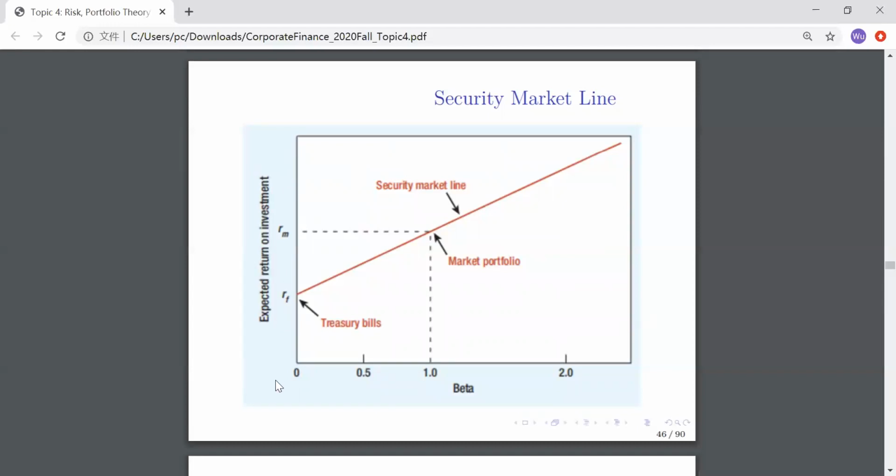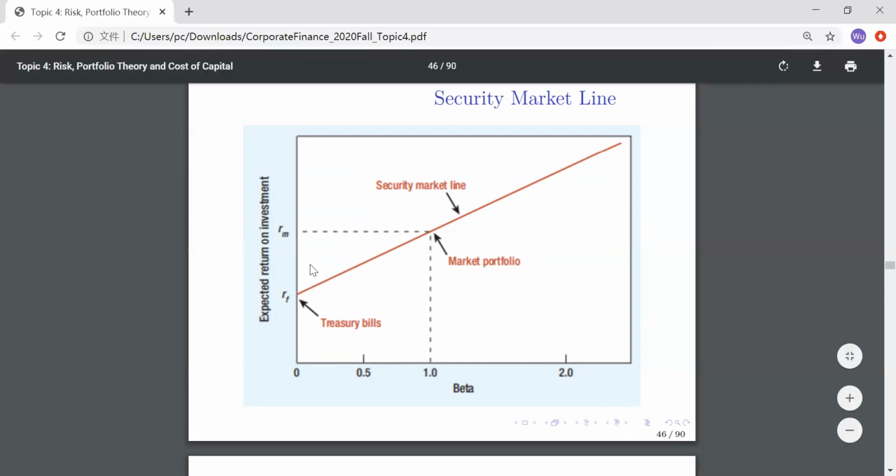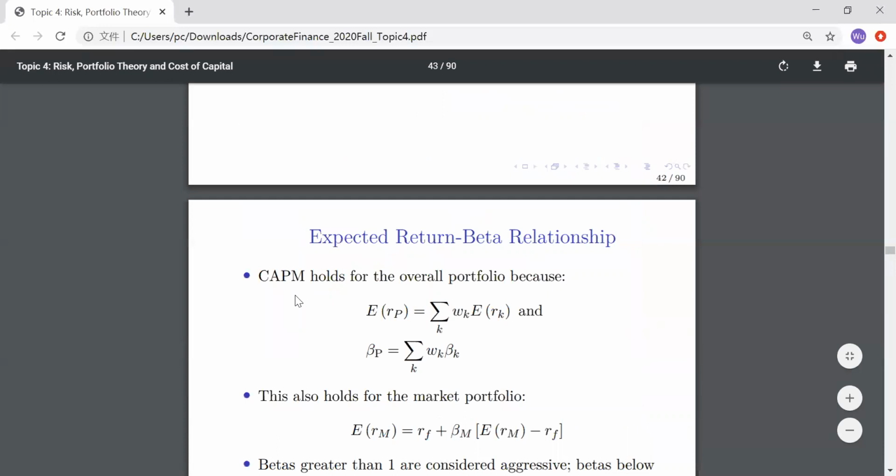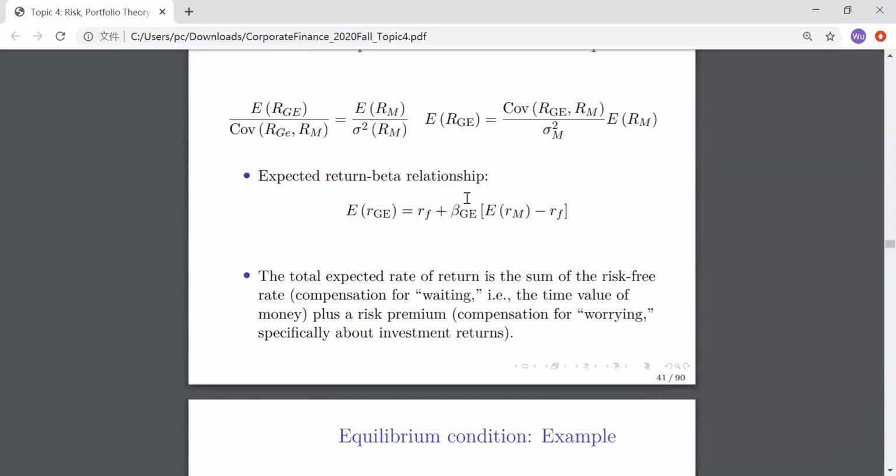The vertical axis is the expected return on investment. The horizontal axis is beta. This point is the market portfolio, where beta equals 1. And this is the security market line, which gives you the relationship between expected return and beta. The slope is the market risk premium. This point is the Treasury bills. So when you have zero beta, all you're left with is the risk-free rate, following this equation.